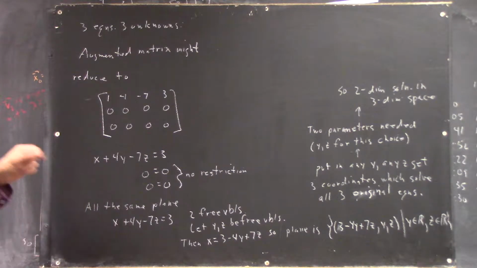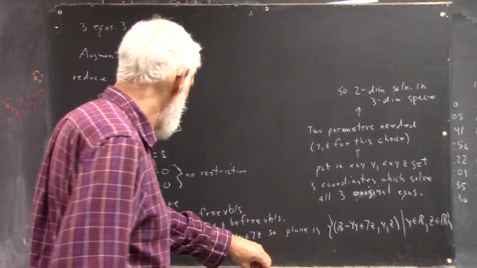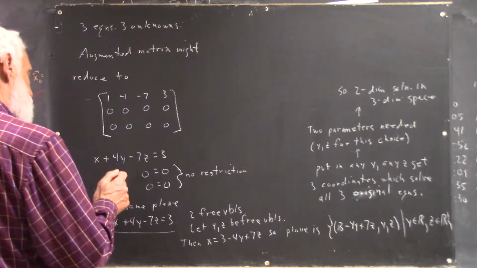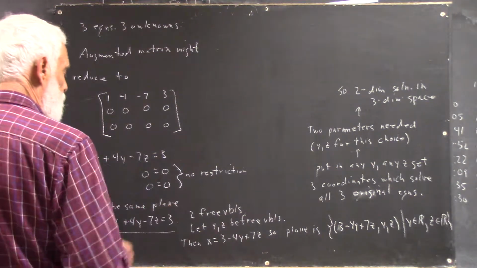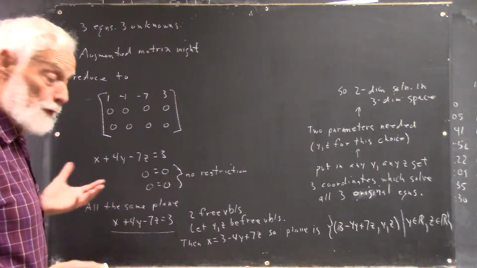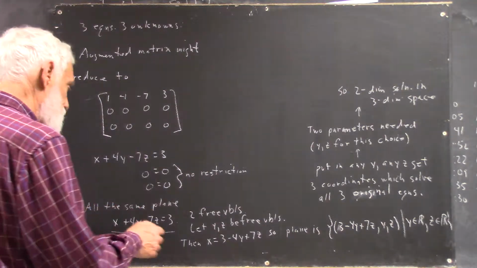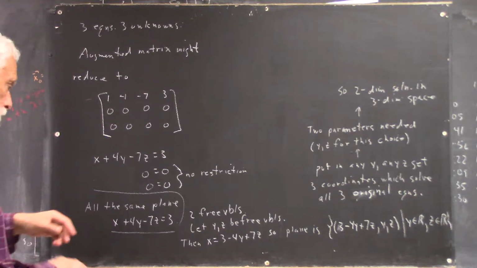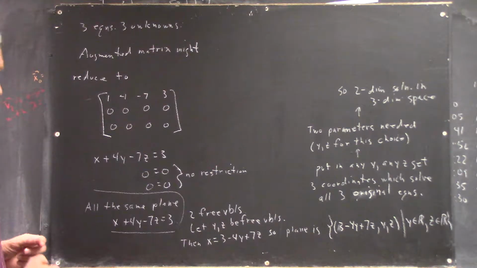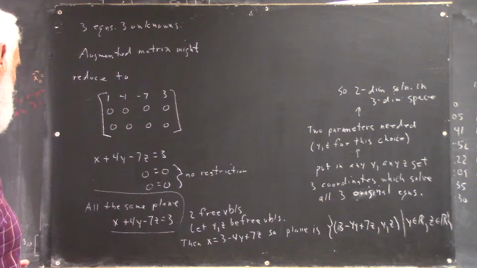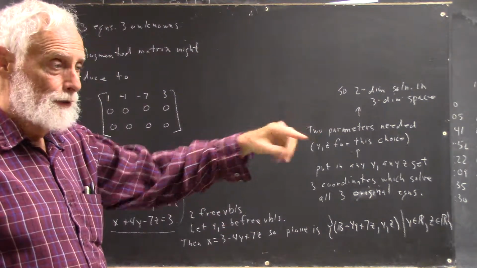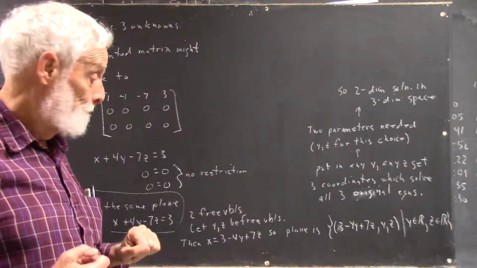Okay, well, that means all your solutions are in the same plane because x plus 4y minus 7z equals 3 is a plane within three-dimensional space. We haven't proven that, haven't shown you how to graph it or anything, but you can kind of understand that and accept it by an analogy, say, to the way a line is a one-dimensional subspace in two-dimensional space, right?